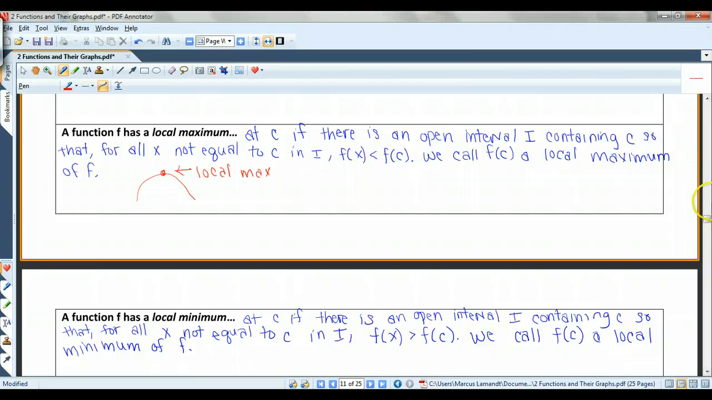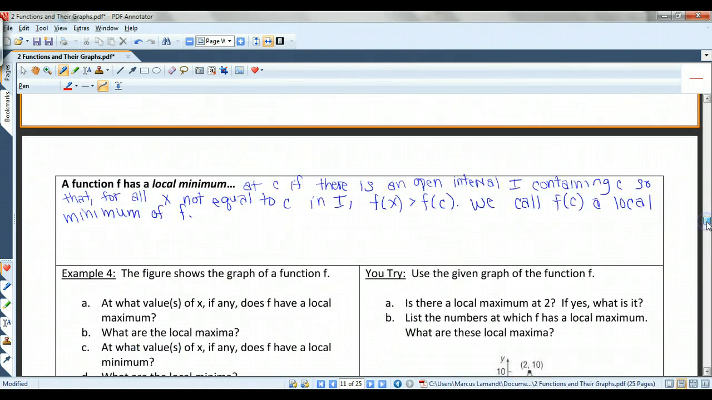Likewise, let me scroll down a bit. If you have a function f has a local minimum at c if there is an open interval I containing c, so that for all x not equal to c in I, f of x is greater than f of c. We call f of c a local minimum of f. So once again, if you have something like this, the very bottom of that is your local min. So there's some interval where all other points are greater than f of c. F of c is your lowest point.